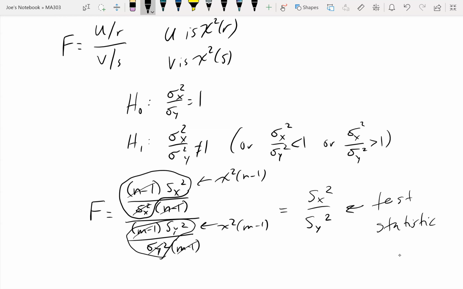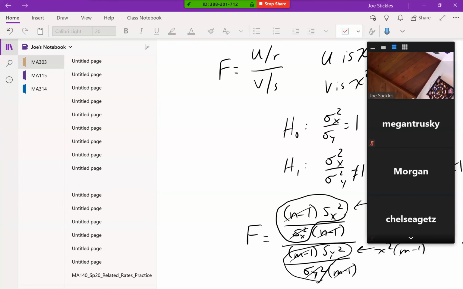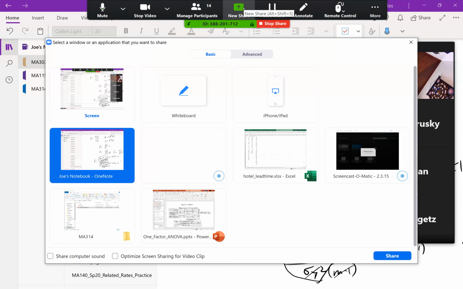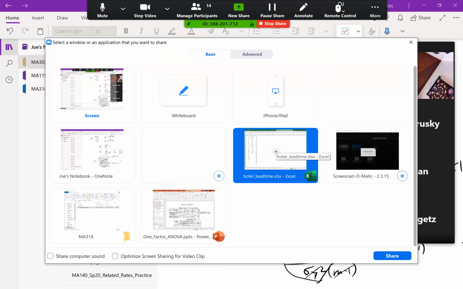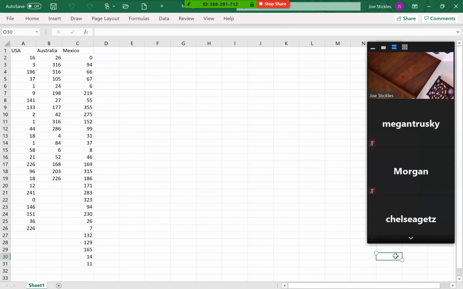So let's switch over to Excel. And I know that you're still on that particular share. Let's see here, new share. Share Excel. Oh, then it pops Excel open for me. That was nice of it.